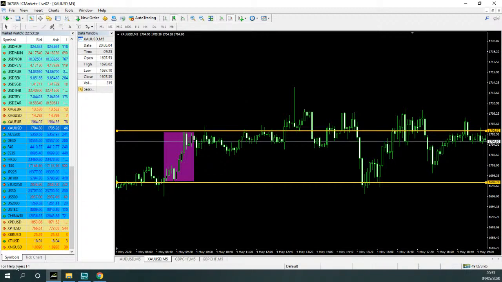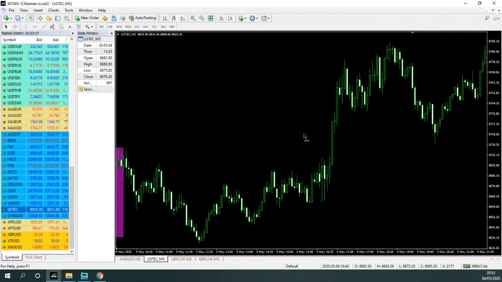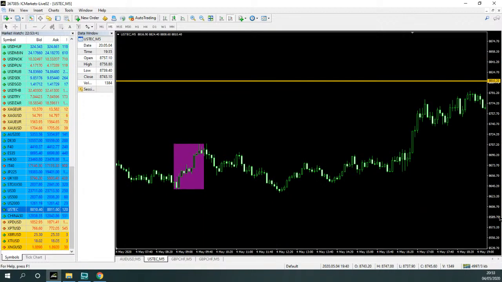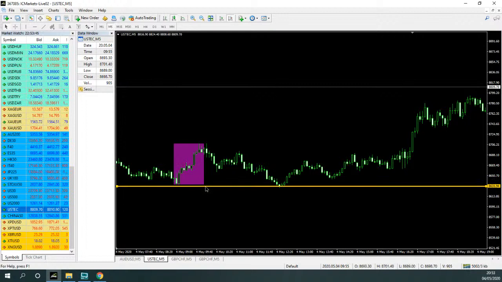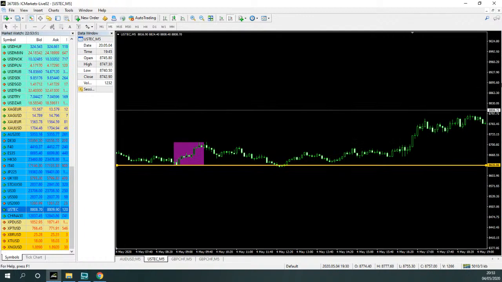US Tech. All right. This is US Tech. Looks like it's perfect for US Tech. Let's see if we are not triggered into any sell trade. No, look at how it saved us. We never got into any sell trade at all.